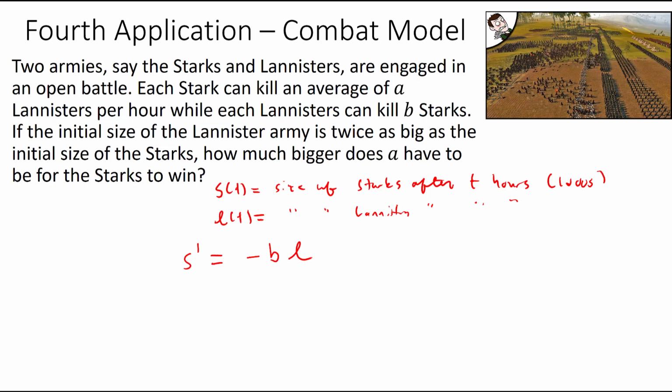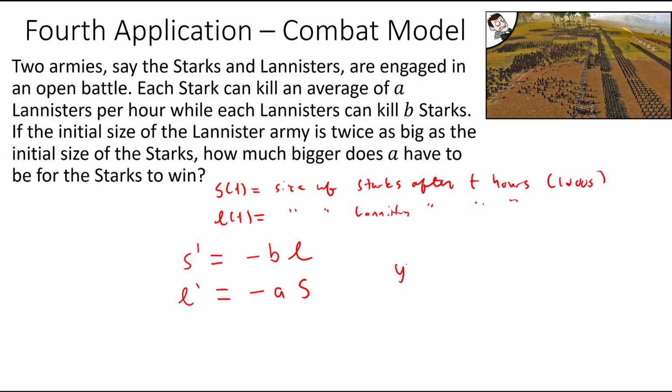To understand this, note that each Lannister will kill B Starks per hour, so if there's L Lannisters, then the total number of Stark deaths will be B times L. Of course, we're assuming that there's no reinforcements which will arrive over the course of this battle. Second, a similar line of reasoning will imply that L prime is also proportional, but this time to S. The more Stark soldiers there are, the more Lannister deaths there's going to be.